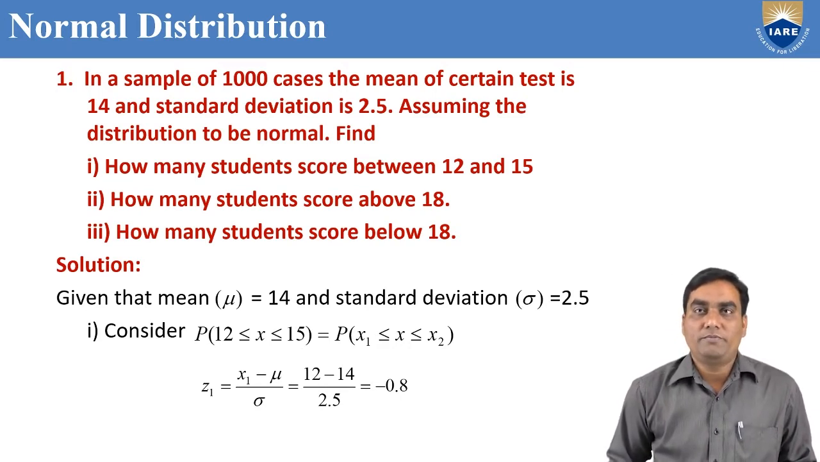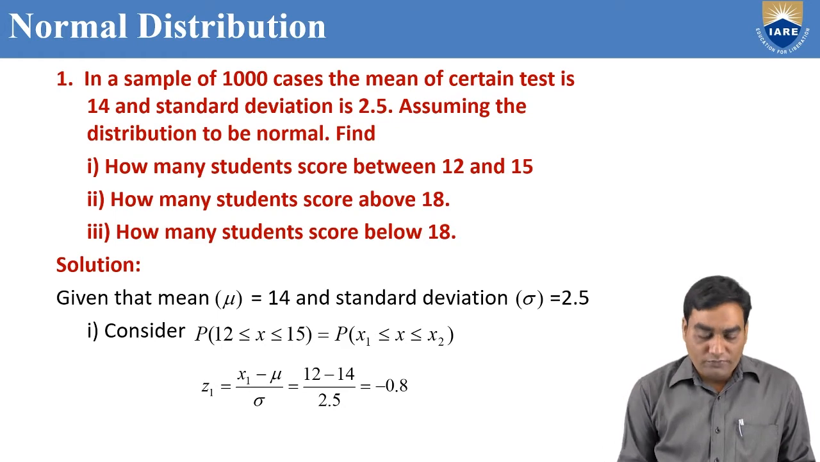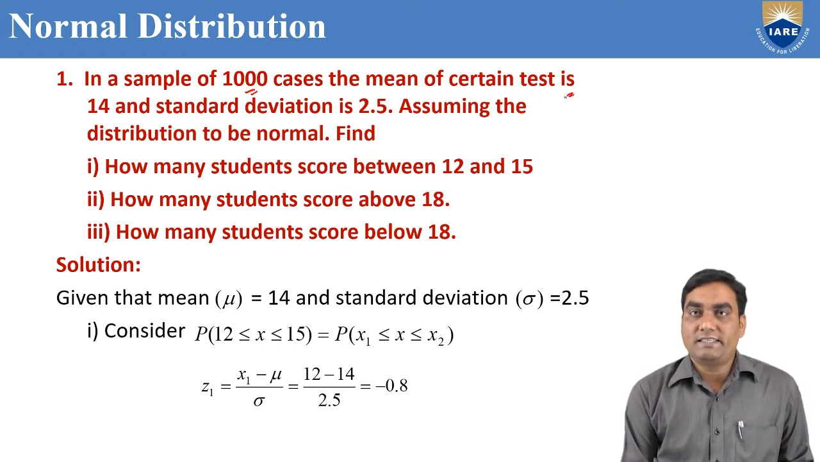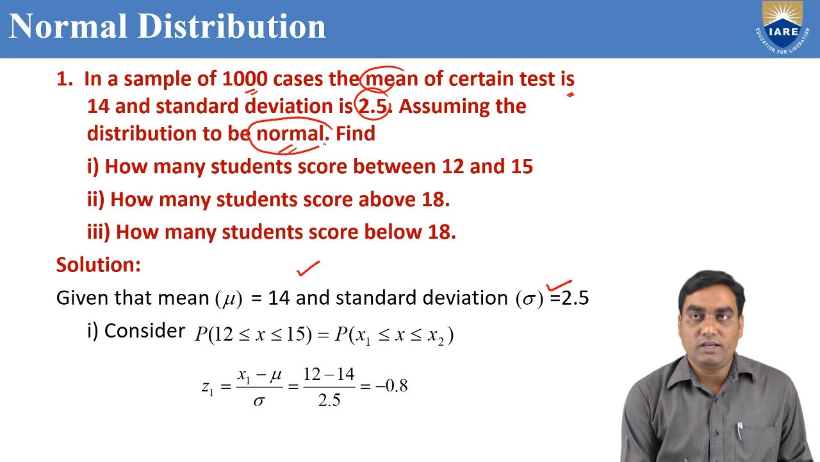See, the first problem: in a sample of 1000 cases, the mean of a certain test is 14 and standard deviation is 2.5. The sample is of 1000 cases, mean is given as 14 and standard deviation sigma is also given as 2.5. Assuming the distribution to be normal, that means it is a normal distribution. What we need to find out, we have three sub questions.